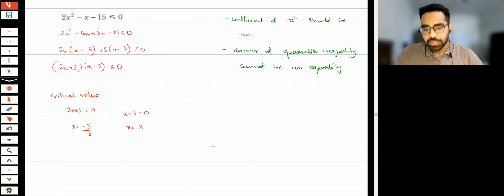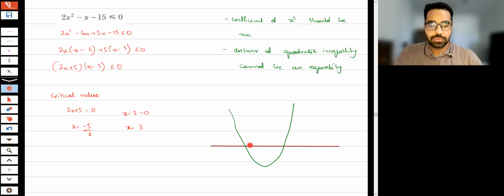Okay. Now, what do you need to do? You need to make a number line, okay, and make a quadratic curve that passes through 2 points on the number line. Here, you're going to mention your critical values. So minus 5/2, since it's less than 3, would come over here. And 3, which is greater than minus 5/2, would come over here. When we have a less than equal to sign, we're going to shade the portion below this number line, or below the x-axis. Okay, so we're going to shade this portion over here.